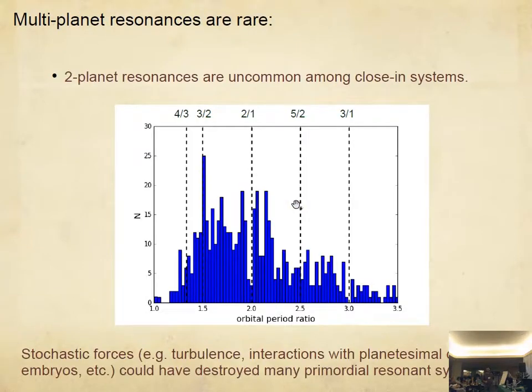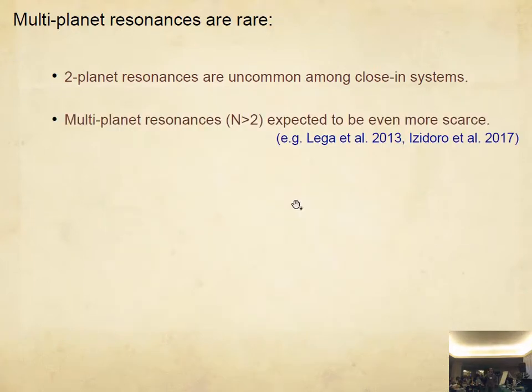Now, multi-planet resonances are rare. We know that 2-planet resonances are uncommon, particularly among close-in systems. This is a histogram mostly showing the orbital period ratio. You see some accumulations, particularly near the 3-2 and 2-1 resonances, but most of the systems appear not related to two-body resonances. And people have said you have to assume stochastic forces that could have destroyed many or most of the primordial captures. Things are even worse when you have more than 2 planets in a resonance. These are expected to be even more rare.